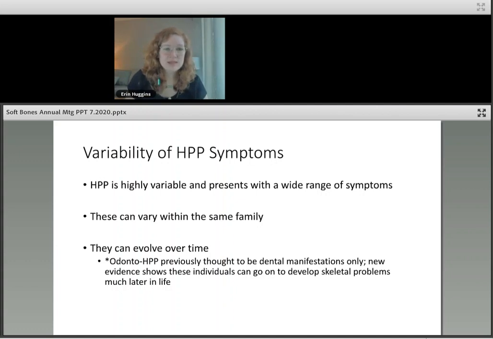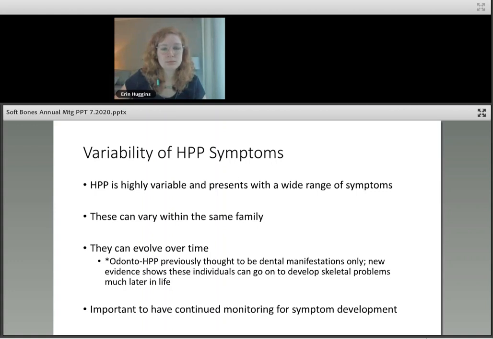And then, of course, we know that these symptoms can evolve over time, making it even harder to classify a specific genetic mutation to a specific subtype of HPP. So it's really important, kind of the bottom line here, is to continue monitoring for symptom development throughout the lifespan. And we'll touch a little bit more on that later on.